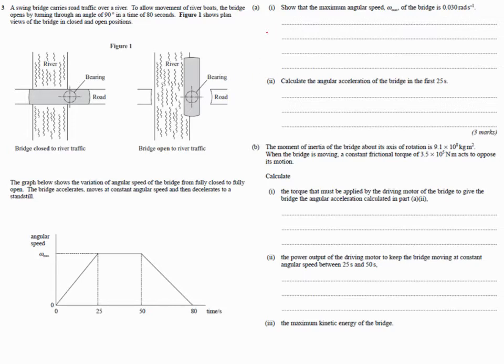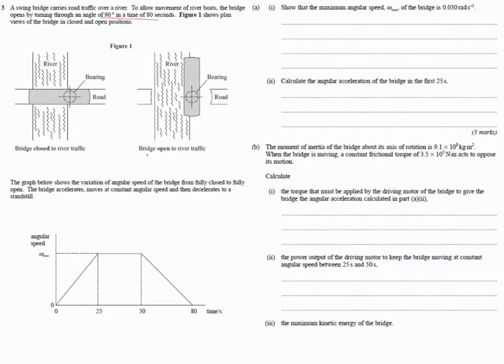So 3AI, show that the maximum angular speed is 0.03 radians per second. So this is potentially a tricky question. We need to use this graph, and we also need to use the information given in the question as well. So we've been given a speed versus time graph.